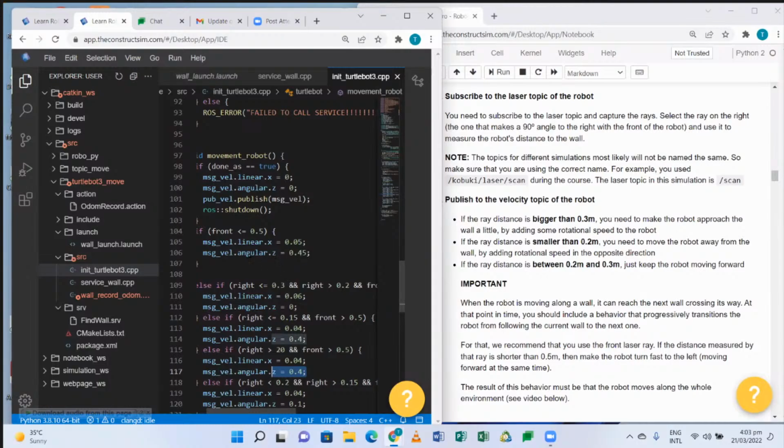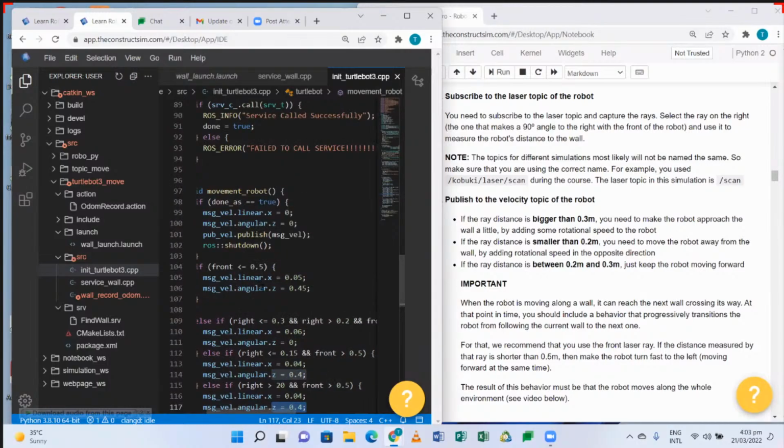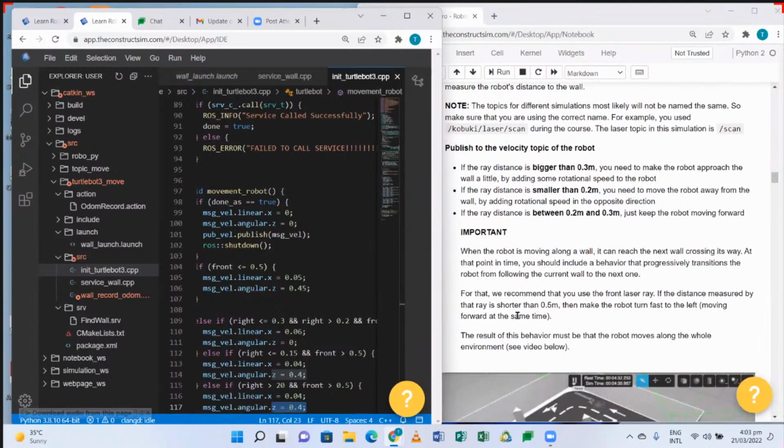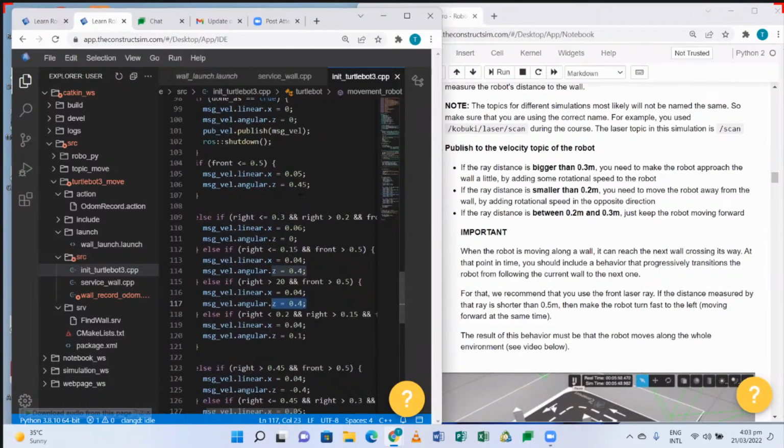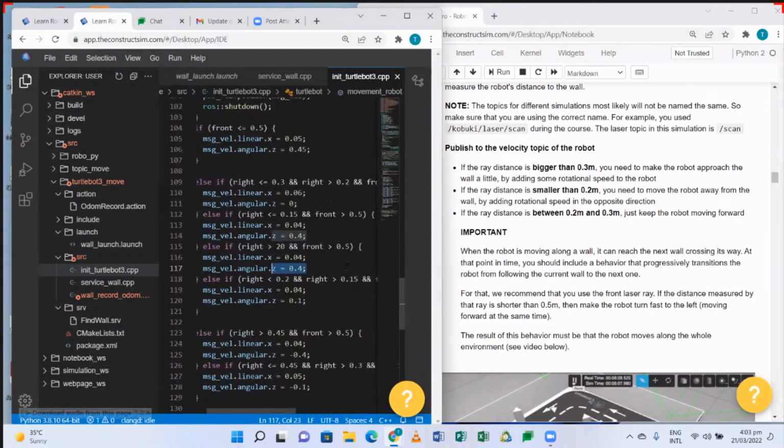And then if the front is less than 0.5, here it was written that if the front array is shorter than 0.5, then the robot must turn fast left, so that it must shift to the next wall. So here it is moving linearly as well as rotating anti-clockwise, so that if the wall is approaching, it may shift to the next wall by rotating left.